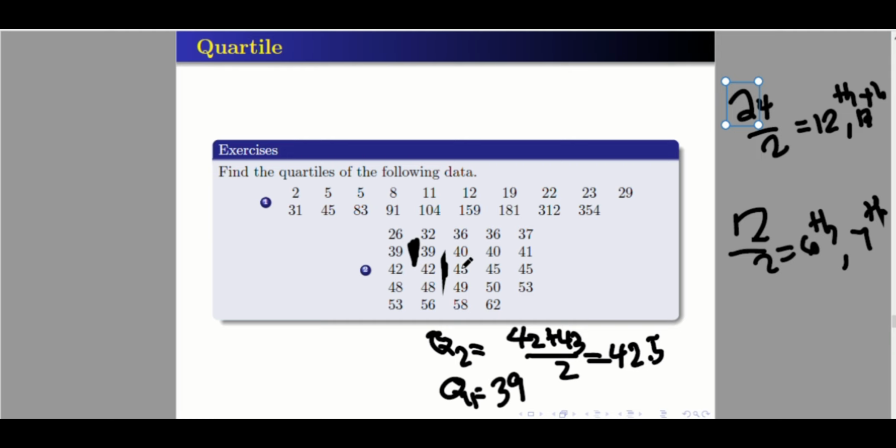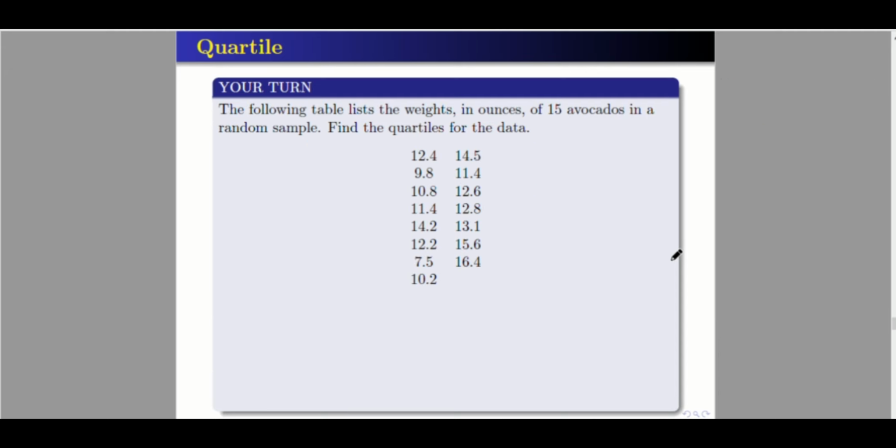And last for Q3, to the right of 42.5, we have 1, 2, 3, 4, 5, 6, 7. So it's somewhere here. So Q3, or the third quartile, is 49 plus 50 over 2, which is 49.5. So Q1 is 39, Q2 is 42.5, and Q3 is 49.5. So again, you must arrange first the data and then find the median or Q2, and then find Q1 and Q3. So you may practice this.